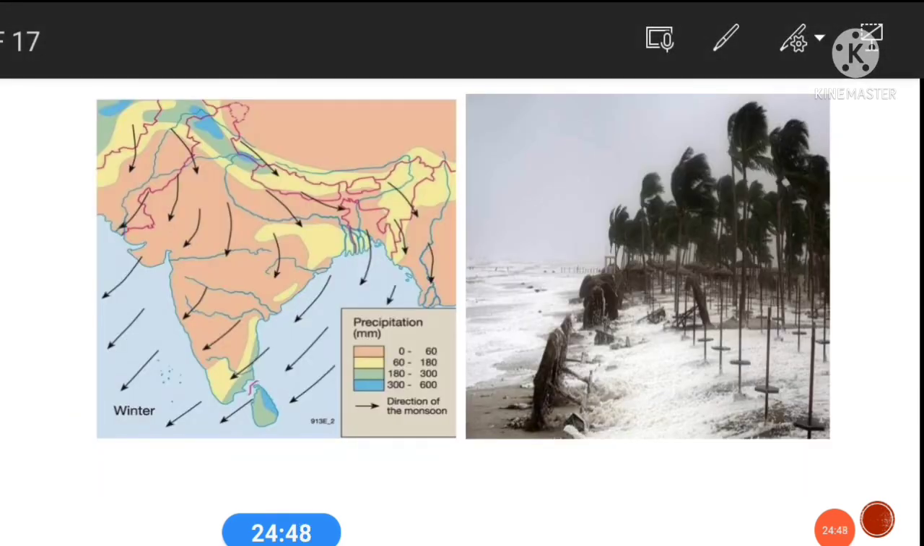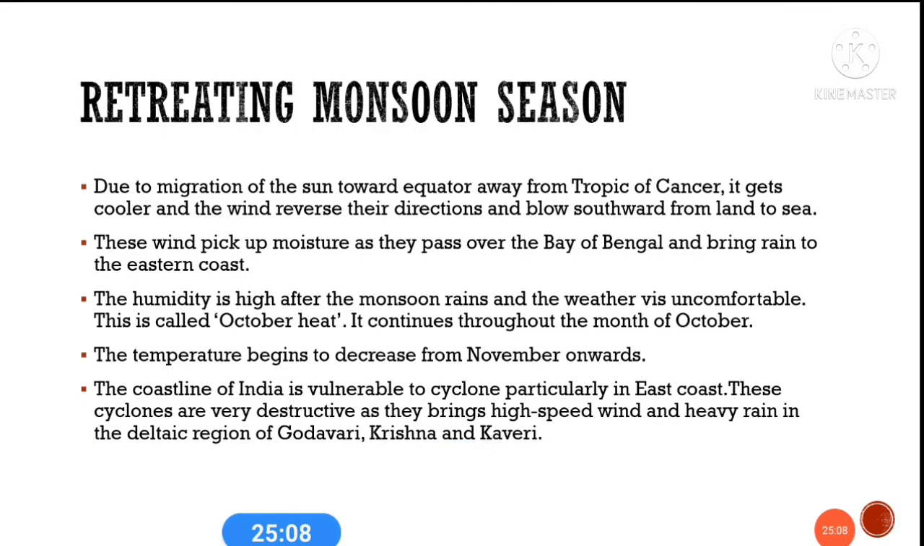Now see here, during the retreating monsoon, this wind is coming from the land to the sea. As it is coming from land to the sea, it is picking up some moisture, you can see here. As it is picking up some moisture, it strikes the Eastern Ghat and gives rainfall in this state, Tamil Nadu. So you can see here, this wind picks up moisture as it passes over the Bay of Bengal and brings rain to this eastern coast.